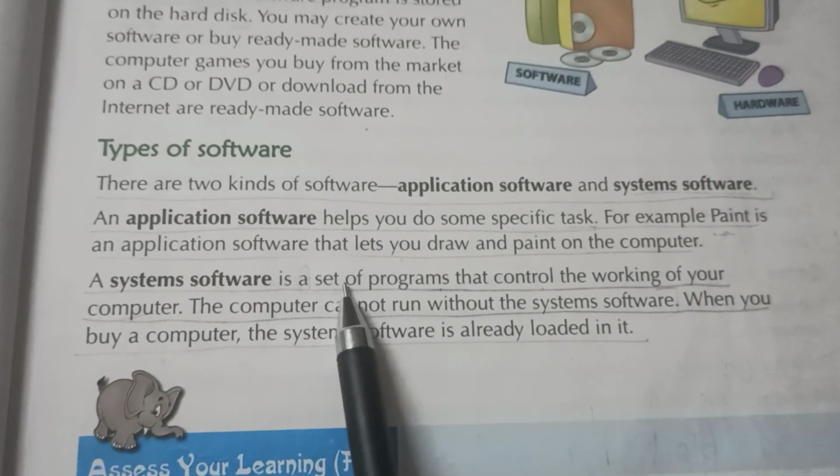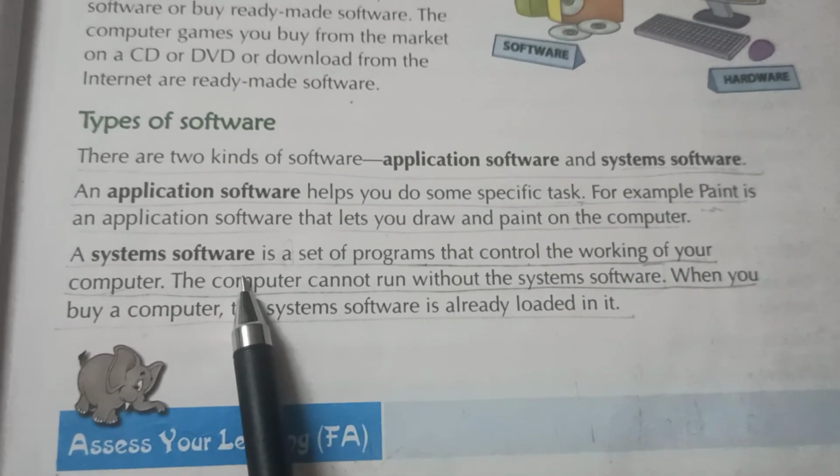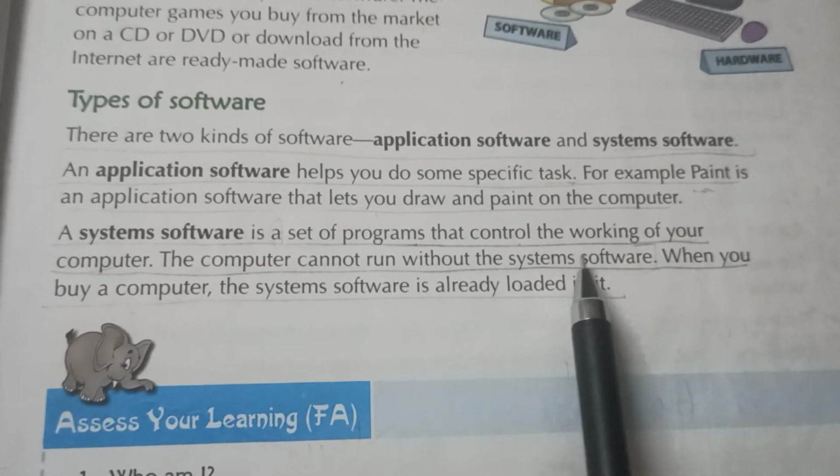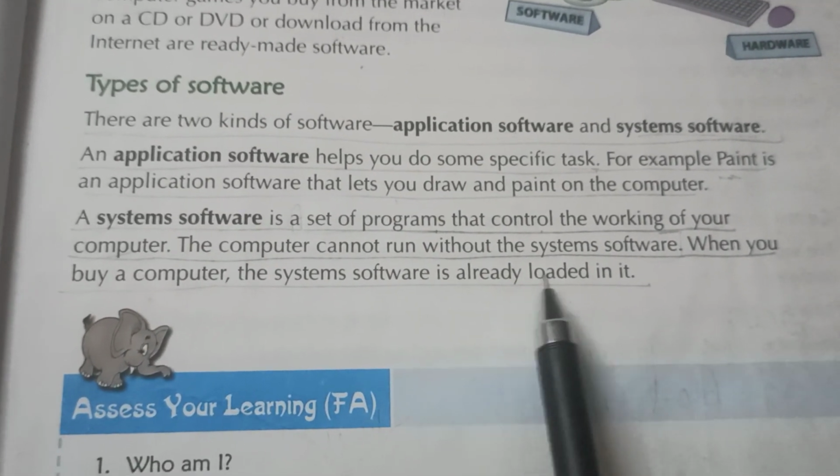A system software is a set of programs that controls the working of your computer. The computer cannot run without the system software. When you buy a computer, the system software is already loaded in it.